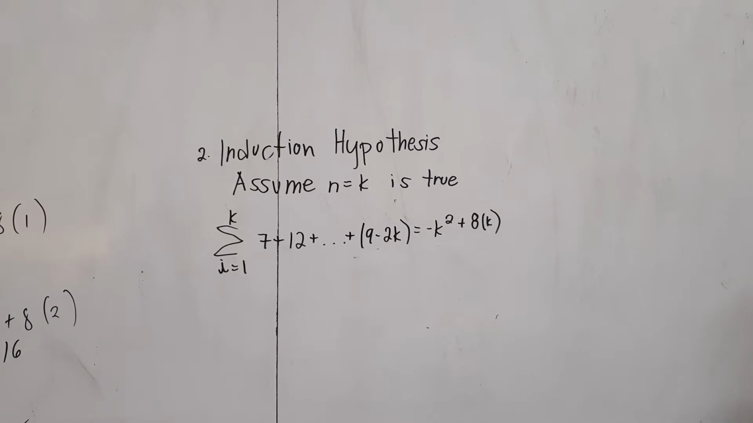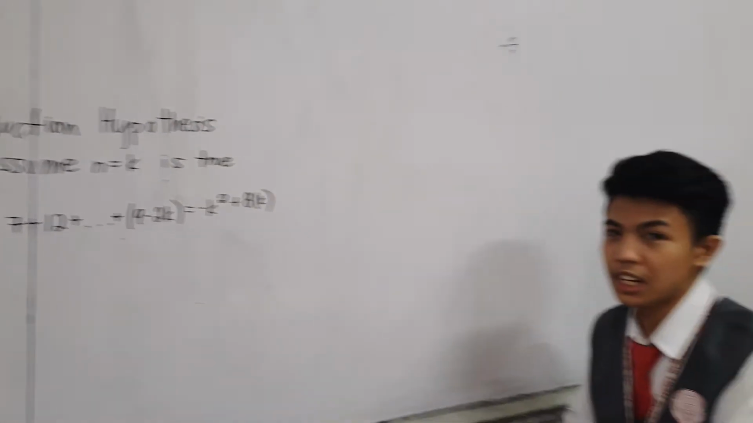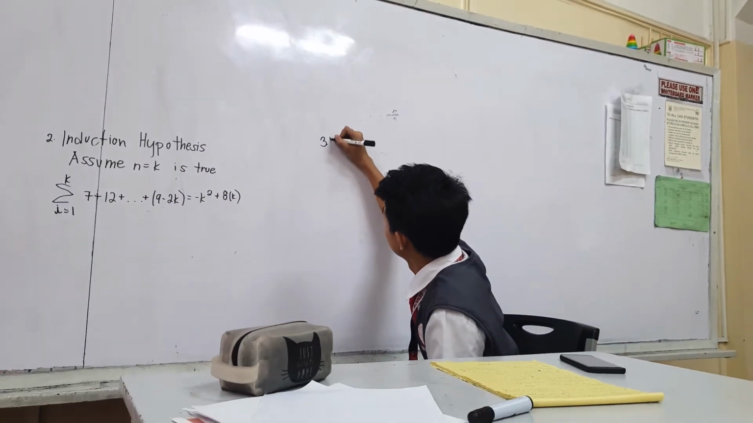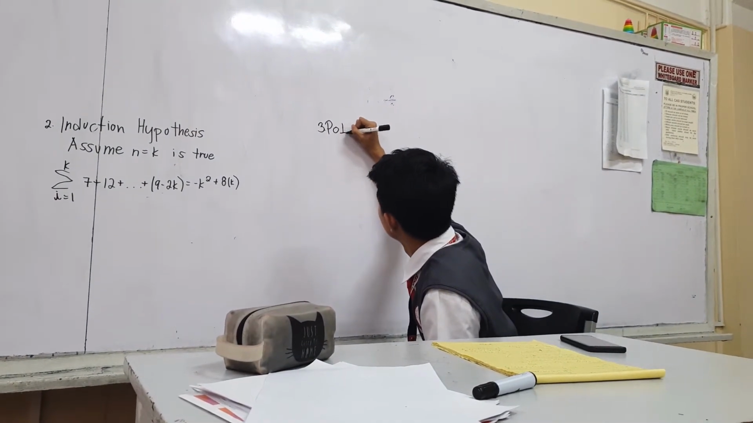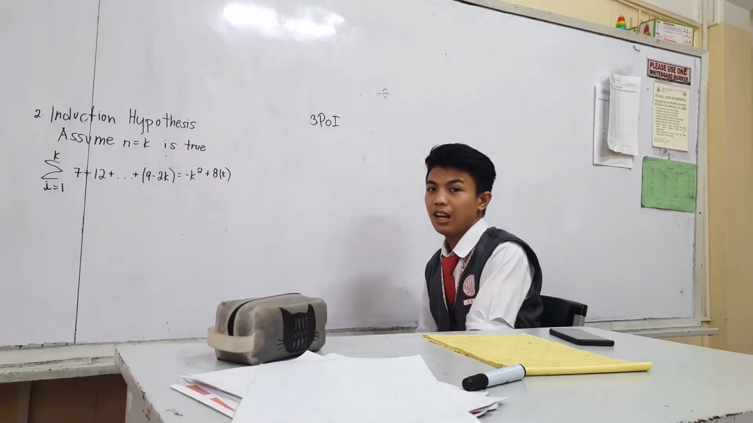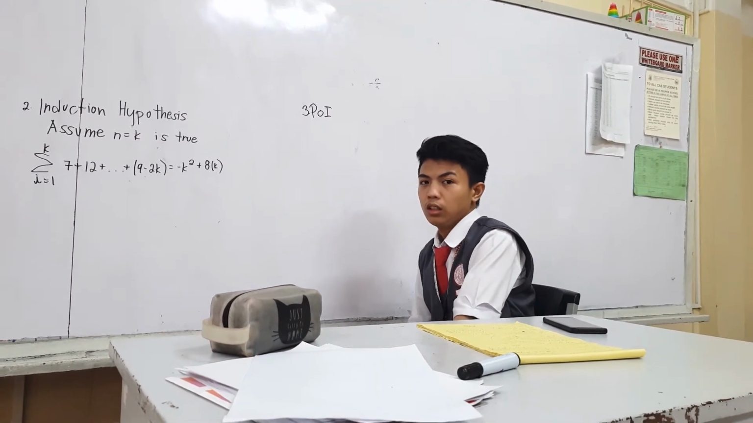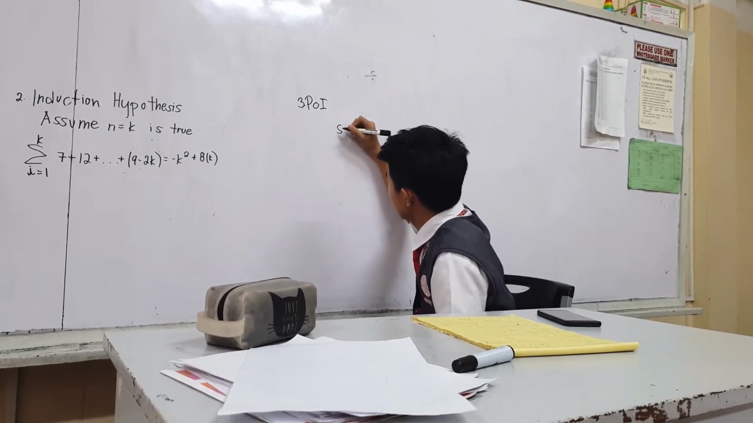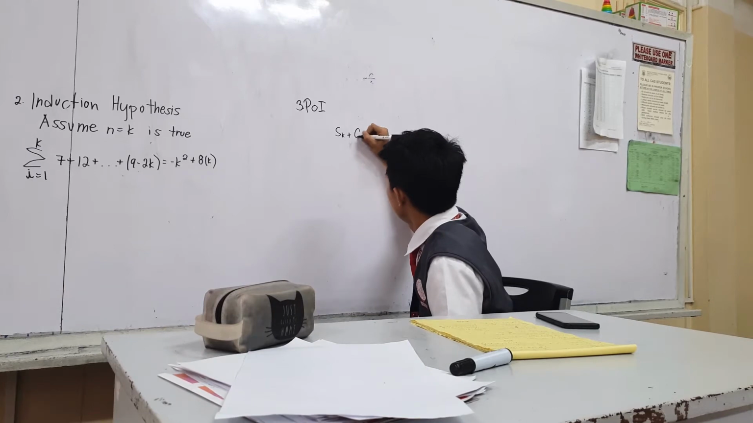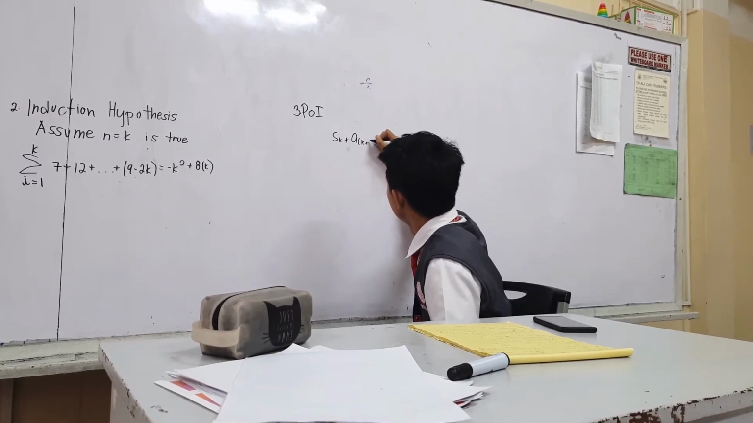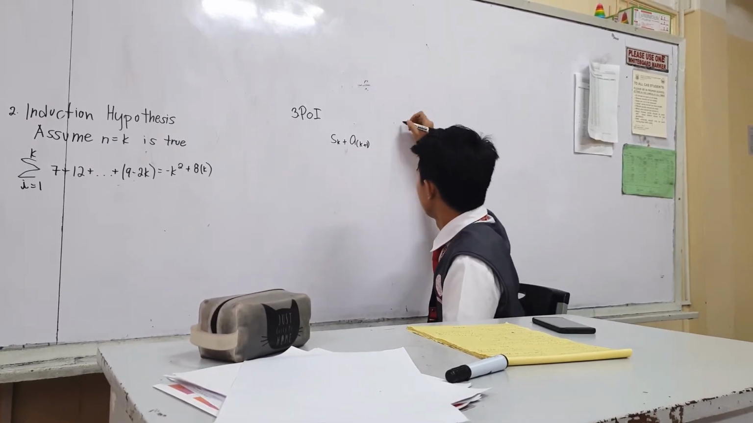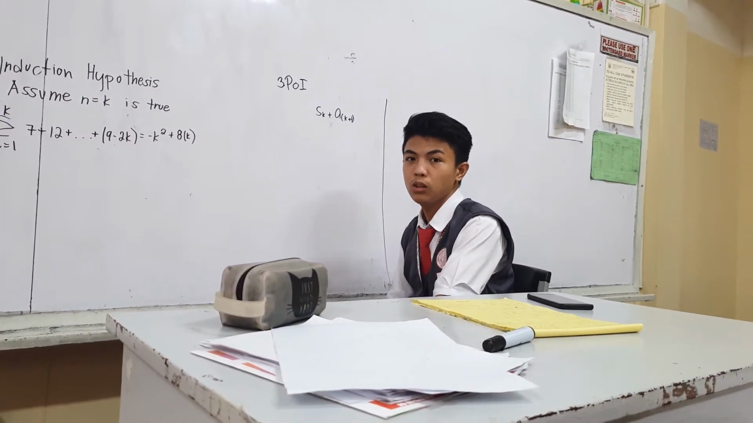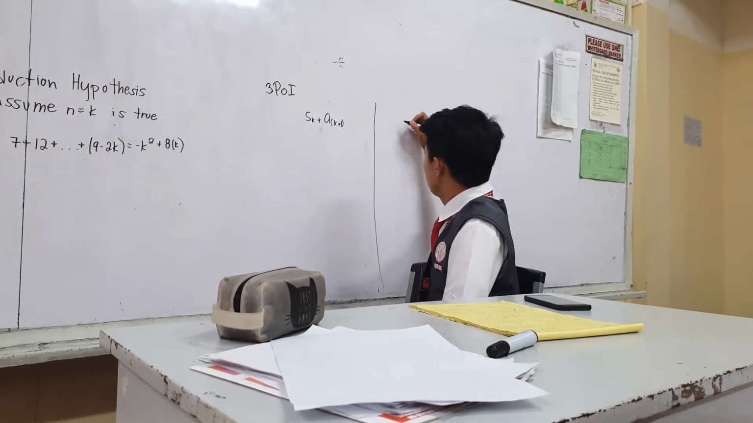The third step in solving mathematical induction is proof of induction, in short, POI. In this step, there are two procedures. First, the adding of the next term. This will be the formula: S sub k plus A sub k plus 1. The second procedure is the substitution of k with k plus 1. This will be the formula.